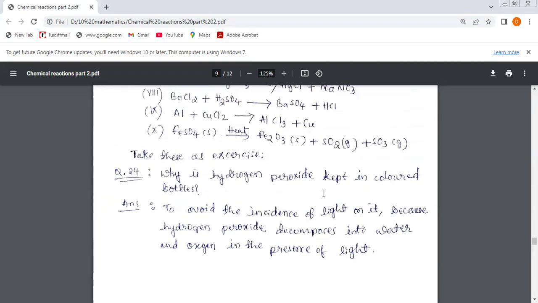Here one question comes. Why is hydrogen peroxide kept in colored bottles? The answer is to avoid the incidence of light on it, because hydrogen peroxide decomposes into water and oxygen in the presence of light. To avoid this decomposition process, we have to keep the hydrogen peroxide in colored bottles. So that is the answer.